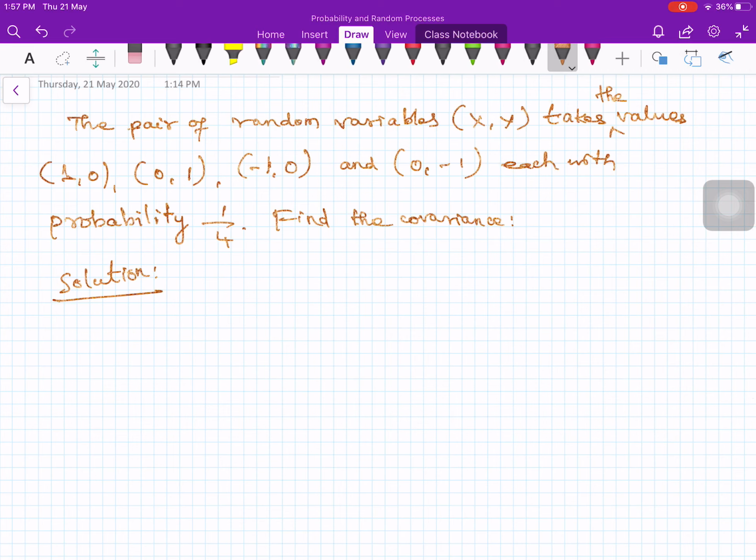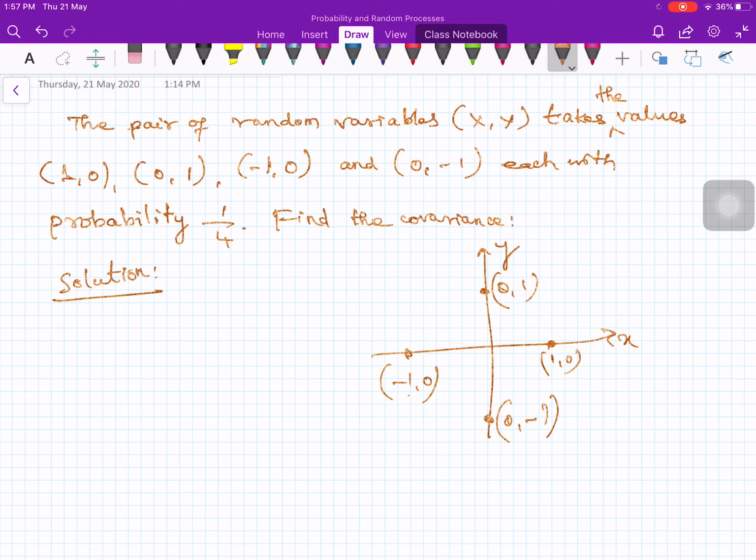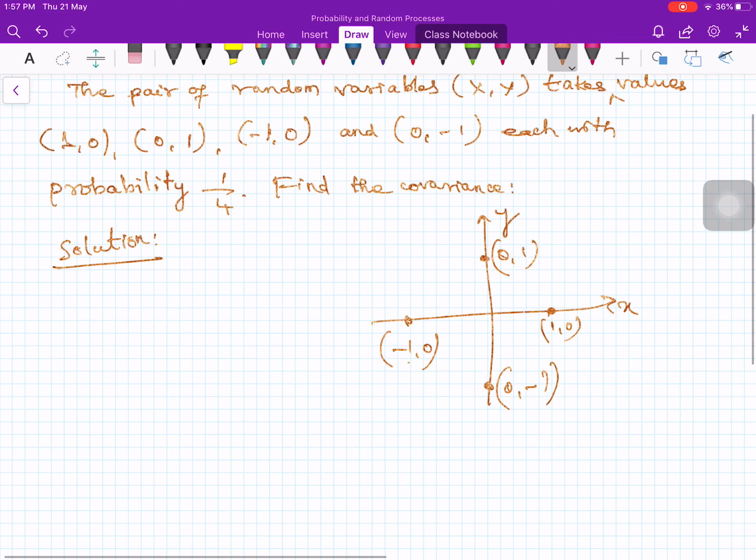First, let me plot this joint PMF. I have the x-axis and y-axis, and the points are (1, 0), (0, 1), (0, -1) and (-1, 0). So there are 4 points, and each point takes the probability 1/4. Now we need to find the covariance.